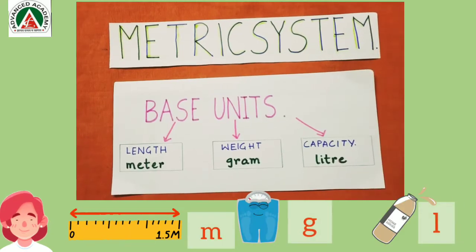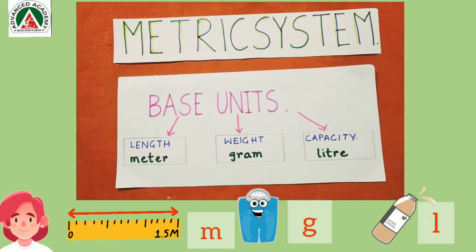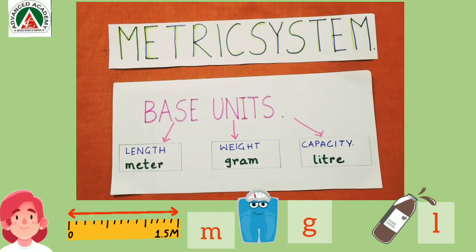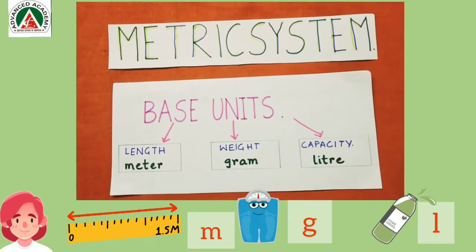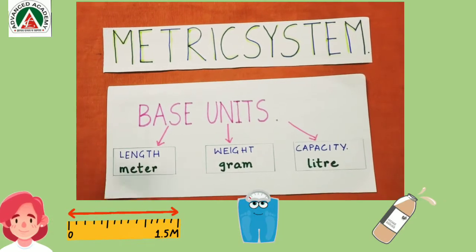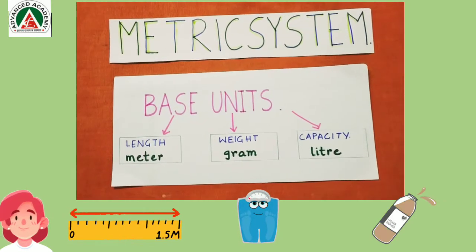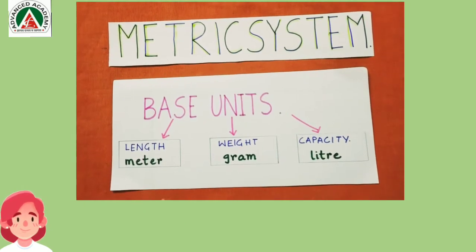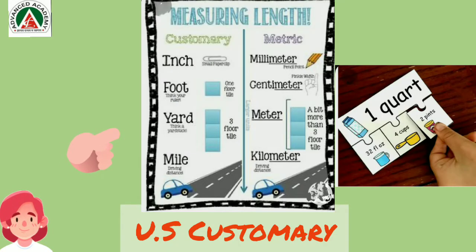Now let us understand what the metric system is. The metric system uses units such as meter, liter and gram to measure length, liquid volume and mass, just as the US customary system uses feet, quarts and ounces to measure these.